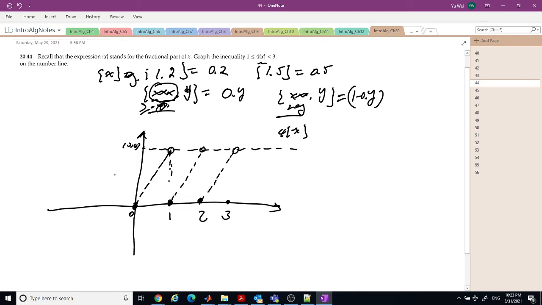Then at negative 1, it's the same thing. Here's the circle. This is negative 1. Negative 1 is 0, and it's also approaching this. Negative 2 is also approaching this. Now we want this to be between 1 and 3. So here is the 3, here is the 1.